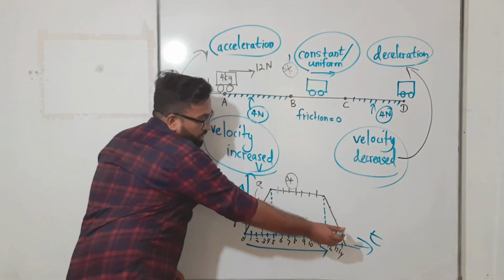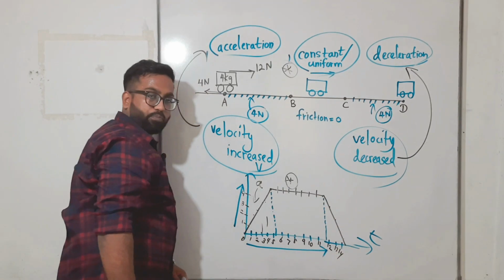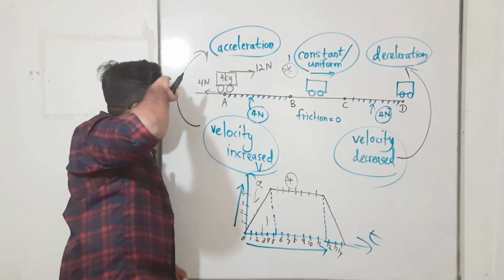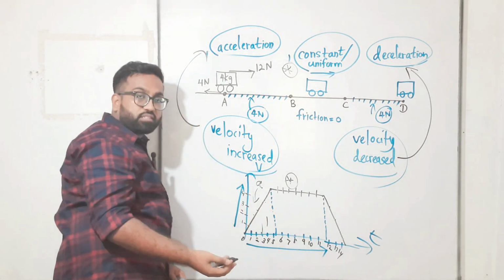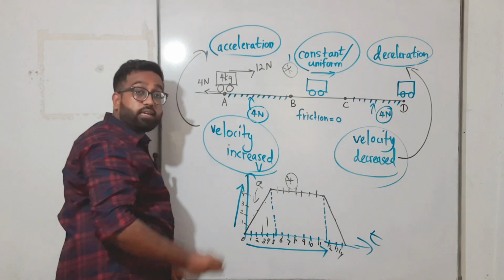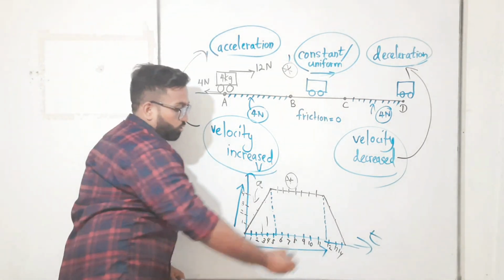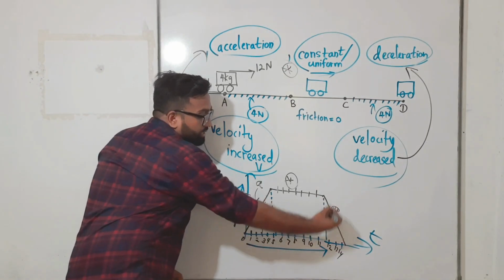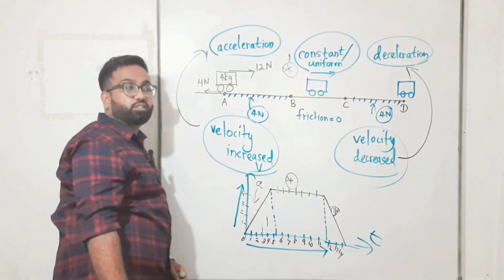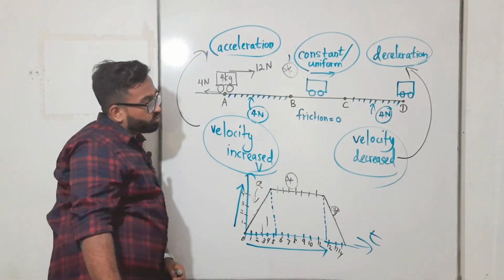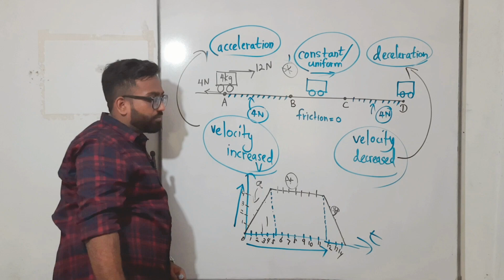Here 12, 13, 14. Velocity is gradually decreased according to time. When the velocity decreases, we call it deceleration. Yes. So what is represented? This one, deceleration. Understand?